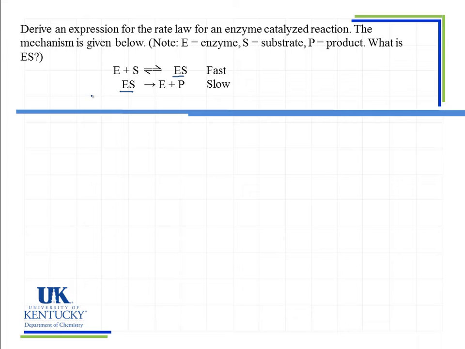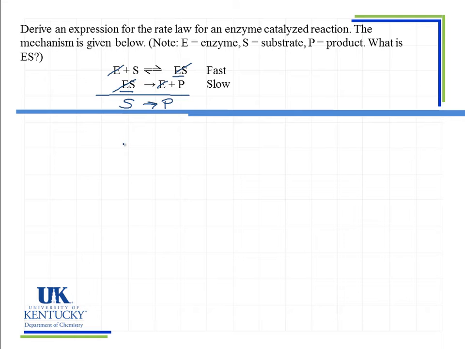If we look at the overall reaction here, we would be canceling the intermediate, but we also cancel the enzyme, and that would give me the substrate being converted to product. So this reaction will happen in a biological system with the enzyme catalyzing the reaction.